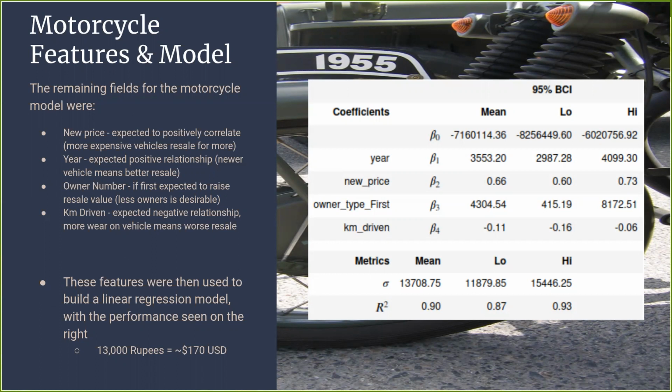The fitment is seen on the right. We achieved all of the signage on the coefficients we expected, and we see we got a pretty good fitment on average with an R squared of 0.9 and a mean sigma of 13,000 rupees. And this may seem like a lot, but it's actually only $170. So that's pretty good.